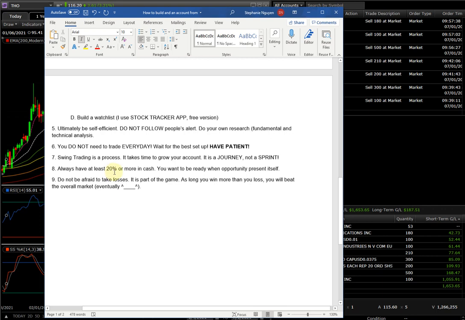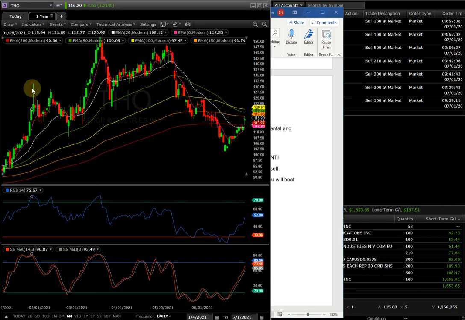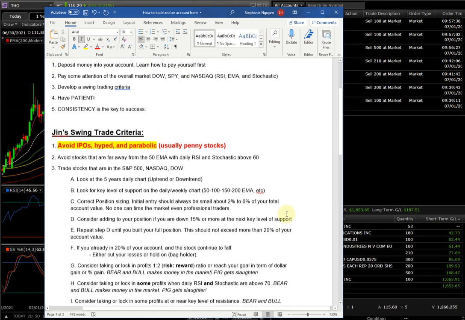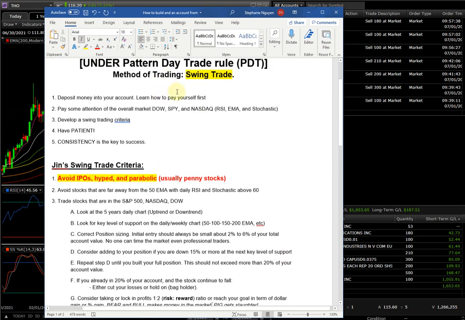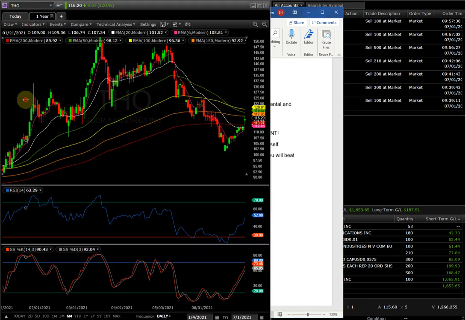Always have at least 20% or more in cash. You want to be ready when opportunity presents itself. In other words, do not spend all your buying power. That's why it's so important to deposit money into your account every single month or every 2 weeks. Pay yourself first. That way, when the stock goes down, you will be ready for that to happen because the stock's not going to wait for you. It's going to bounce without you, whether you like it or not. So when that happens, RSI is low, stochastic is low, buy some right here, you'll be profiting. As simple as that.